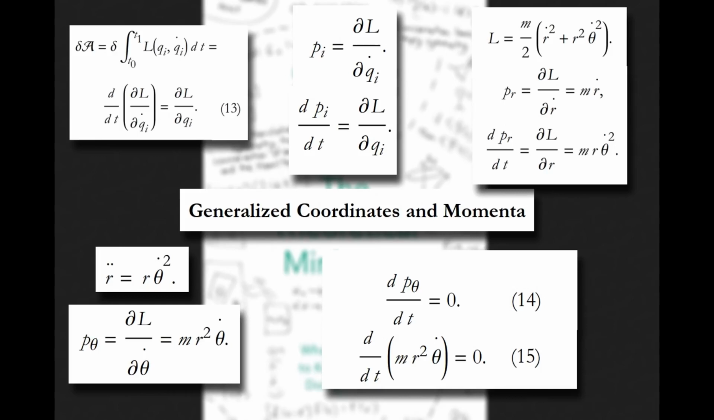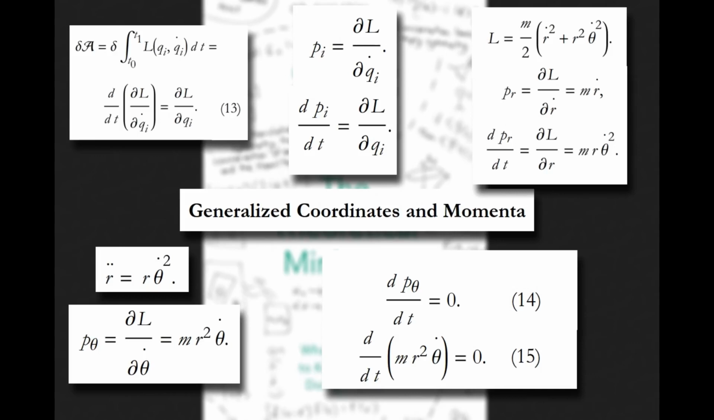Let's do a couple of examples starting with a particle in polar coordinates. In this case, the qi's are the radius r and the angle theta. We can use the result from exercise 4 to get the Lagrangian L equals m/2 in brackets r dot squared plus r squared theta dot squared. The generalized momentum conjugate to r, the r momentum, is pr equal to the partial derivative of L with respect to r dot, also written as m r dot. The corresponding equation of motion is dpr by dt equals dL by dr. That gives us m r theta dot squared. Using p dot equals m r double dot and cancelling mass from both sides, we can write this equation in the form r double dot equals r theta dot squared.